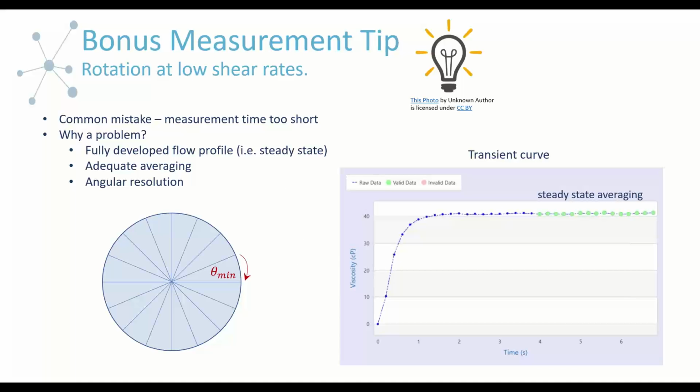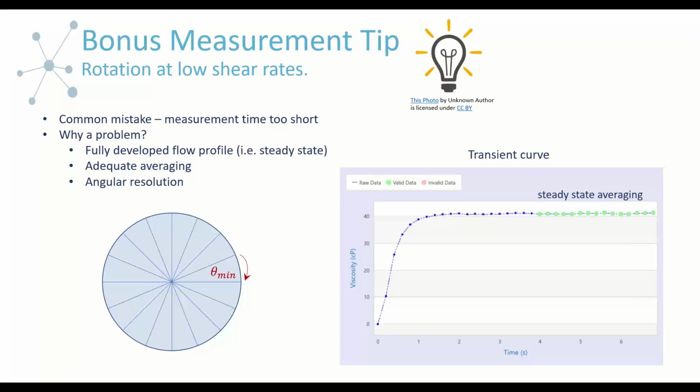Okay, so with that in mind, we'll finish off with a bonus measurement tip. Again, this is something, as I mentioned, when we consult with people and we see how some of the data is collected at low shear rates on specifically rotational instruments, because rotational instruments will go to lower shear rates than our microfluidics can achieve, we see that there's a common error that occurs, and that is that the measurement time that's chosen is too short.